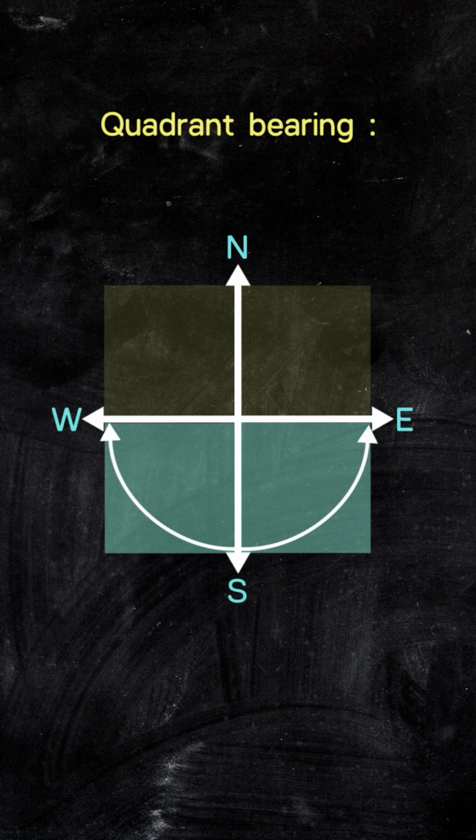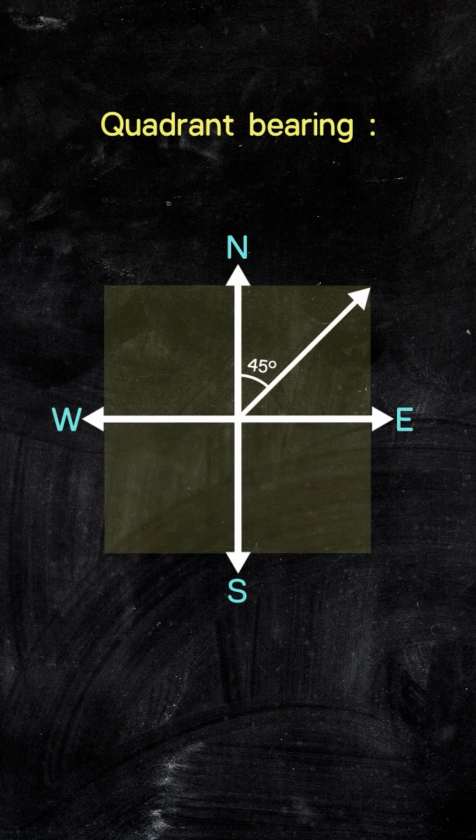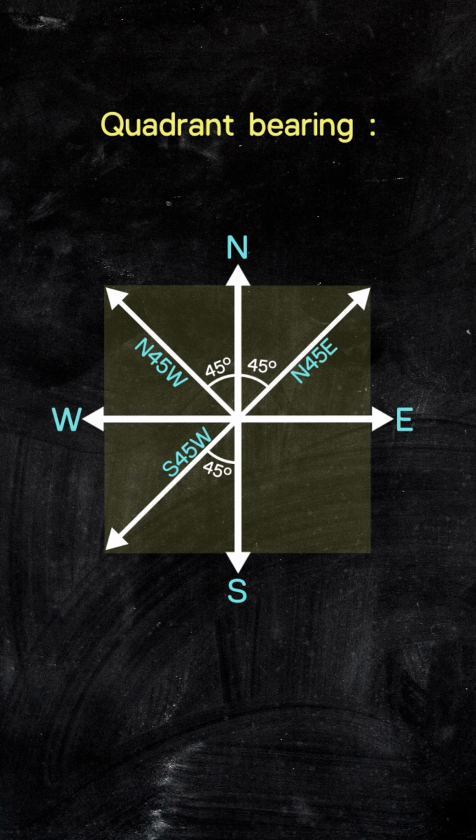For example, if the vector is here at 45 degrees from north, we say N, which is for north, then 45 degrees, then E, which means it's heading toward the east. But if it's here, it will be 45 degrees, but in the direction of the west. In the second quadrant, we say N45 W. If the vector is in the lower half, it will be closer to the south. We'll do the same thing, but we'll start from the south.